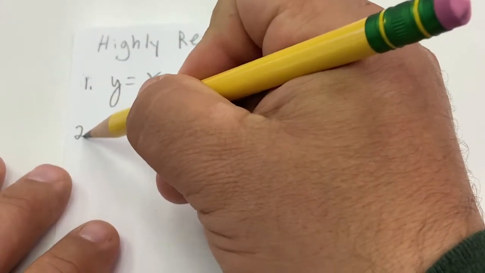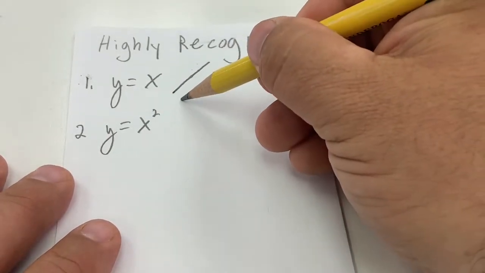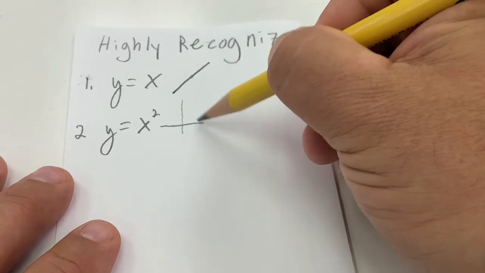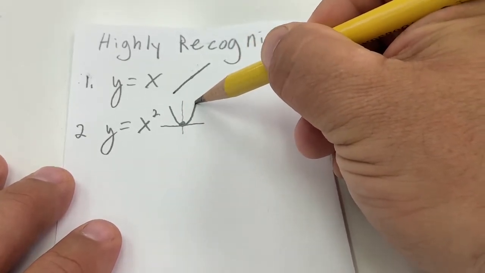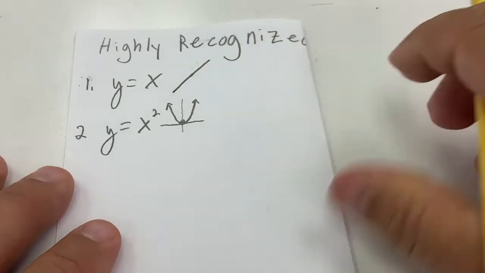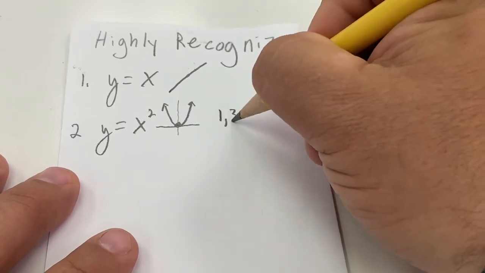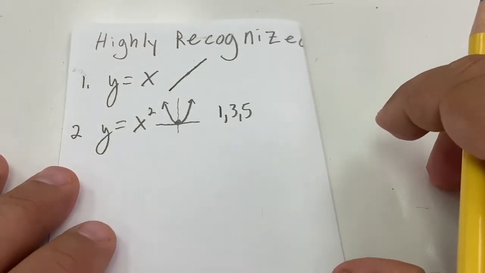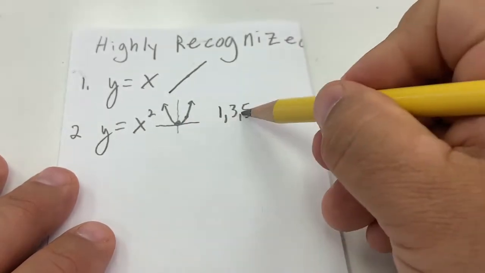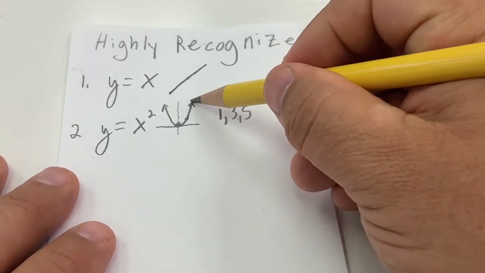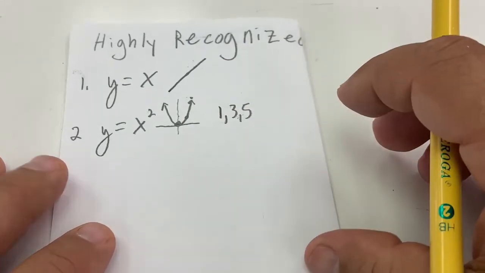The second graph I want to discuss is y equals x squared. Now, if you have an xy axis, it's going to start at 0, 0, and it's going to be a parabola. Now, there's an array of points that goes with y equals x squared, and I'd like you to write this down. It's 1, 3, 5. That means once you find the vertex, you go up 1 over 1, pop a dot. Then from there, you'd go up 3 over 1, pop a dot. Up 5 over 1 and pop a dot. That's the array of points.